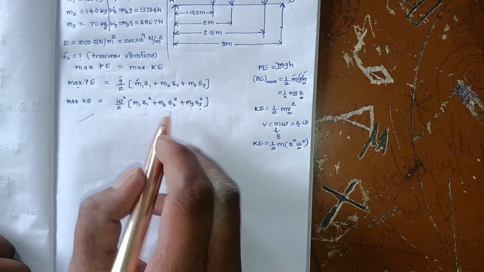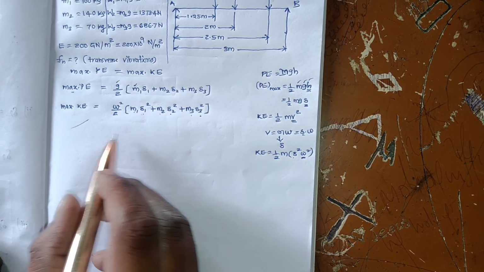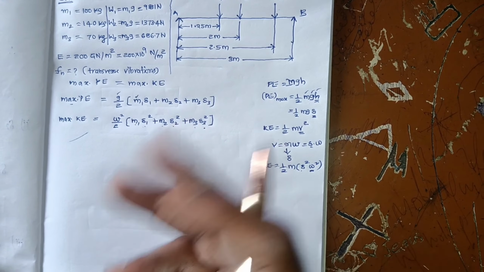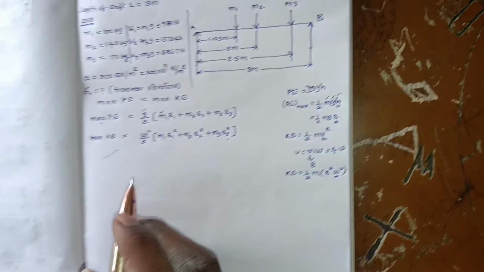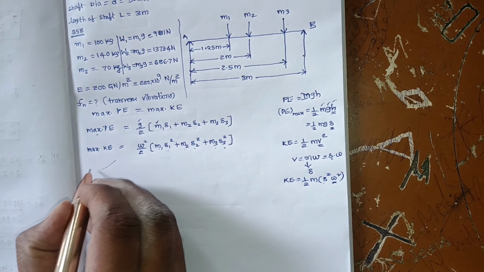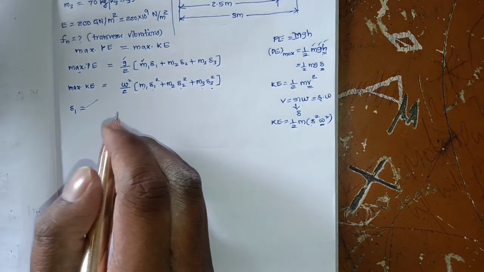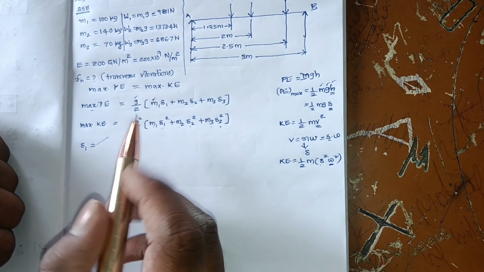Here also you need to find out the delta 1 values. So let us find out the delta values, that means the deflection values for different point loads, one by one. First of all you have to find out delta 1. The basic formula here, this is the SSB, a simply supported beam with different point loads.